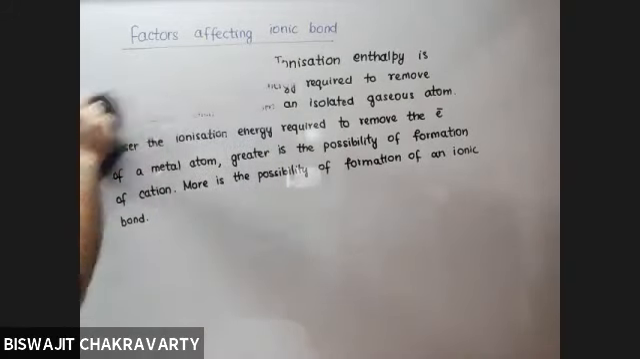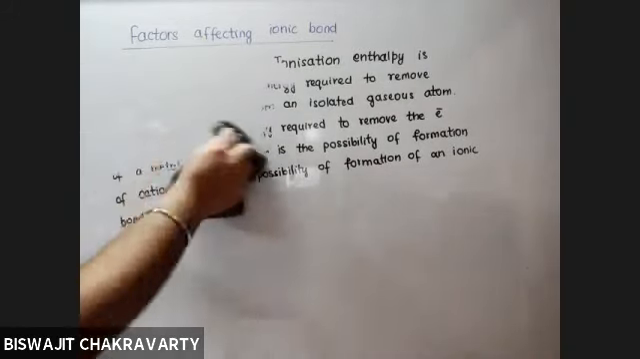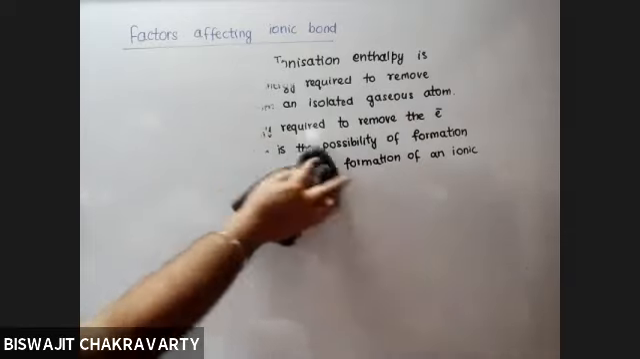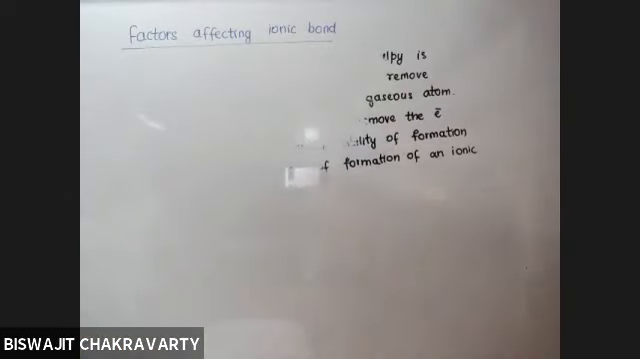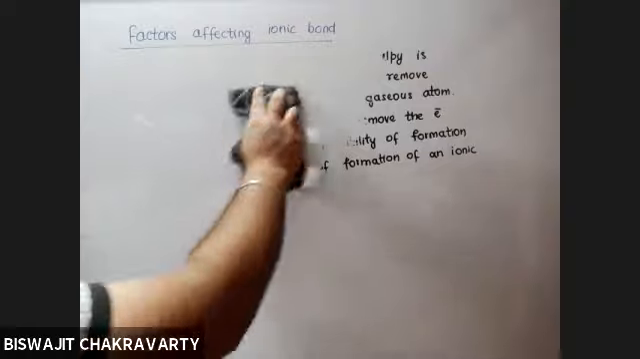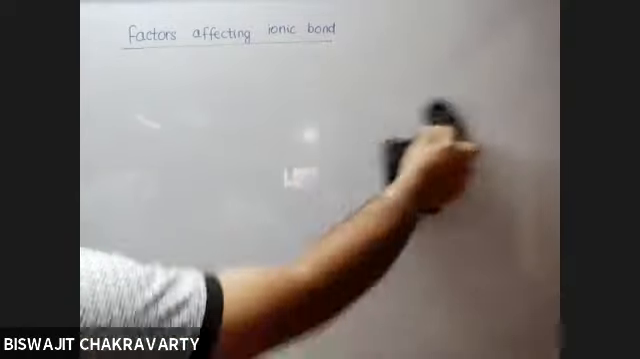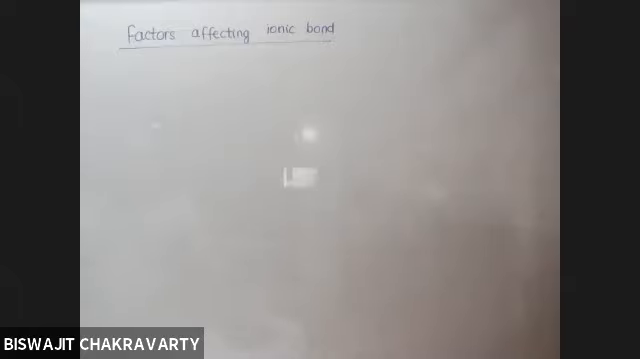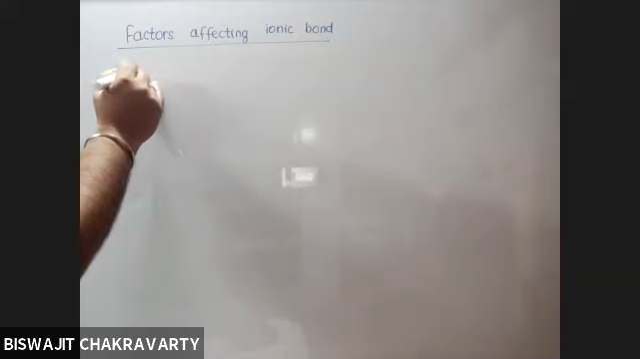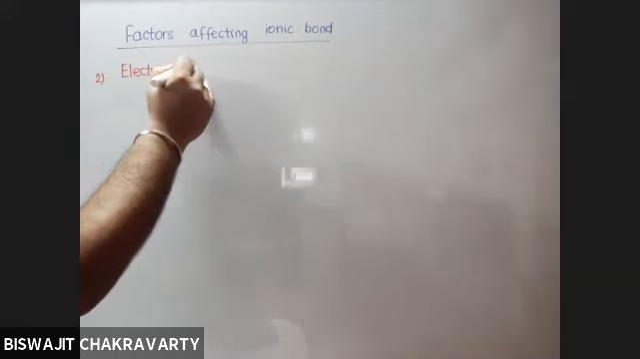Now let us go to the other point. We have discussed formation of cation. Just like the formation of cation is very important, similarly, the formation of anion is equally important. And anion formation is associated with electron gain enthalpy.